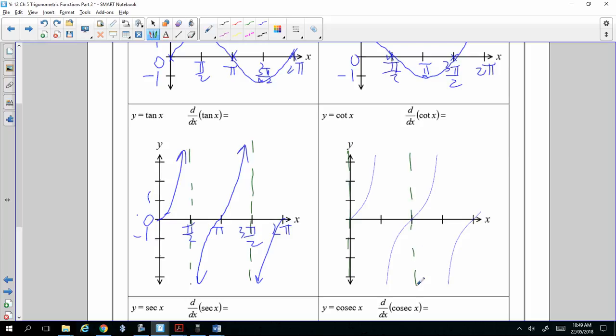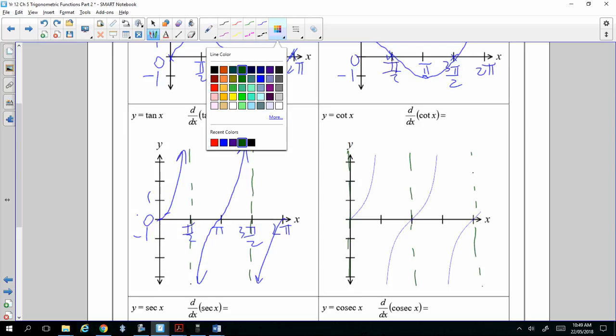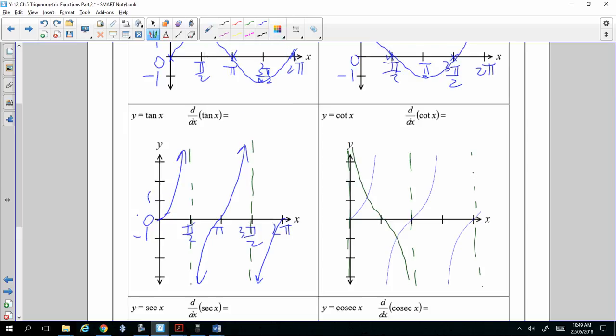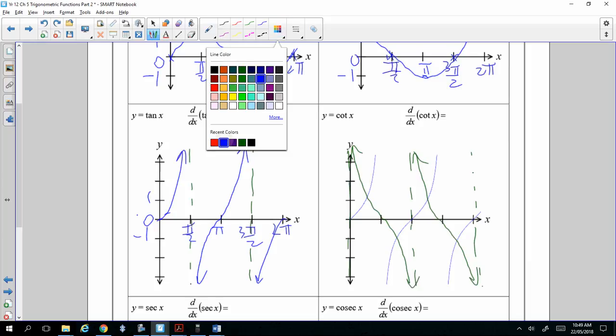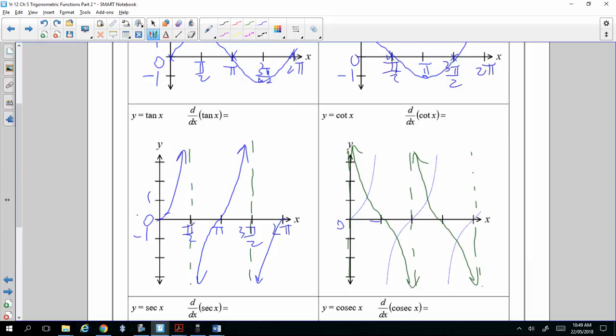Actually, I'll use a green pen. So you're going to go down 0, down 0. Okay. At pi 0, pi over 2, pi, 3 pi over 2, 2 pi. Okay. So that's the cot graph, and there's also the sec x and cosec x.